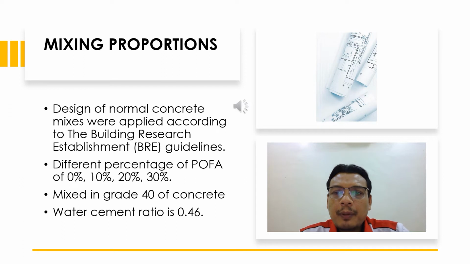This is the mixing proportion used in this research. Design of normal concrete mix will apply according to the Building Research Establishment, BRE, guideline. The different molarities of 0, 8, 10, 12, and 14 molarities of sodium silicate solution were used in this research. Mix of grade 30 concrete was used. Water cement ratio is 0.45. The ratio of sodium silicate and sodium hydroxide is 1.5.